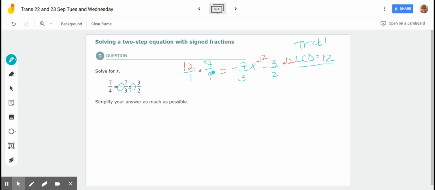4, 12 over 1, 4 goes into 12. Maybe I'll pick a different color. 4 goes into 12 3 times. 3 times 7, 21 equals. Okay, 3 goes into 12 4 times. 7 times 4 is negative 28x. Minus 2 goes into 12. So this is so much better than what I was doing. Is 18. What I was doing was not incorrect.